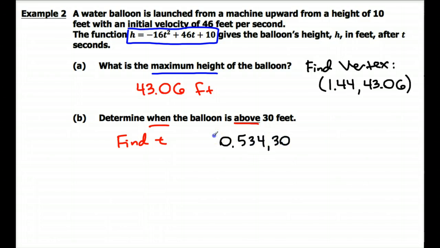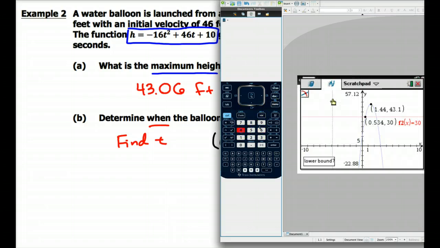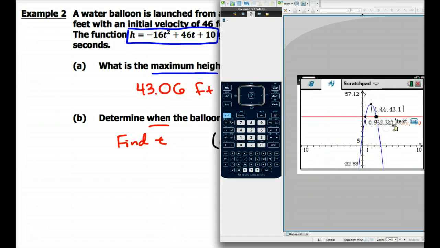So that's my first intersection point. And then for my second intersection point, go to menu 6, 4 again. You'll want to click again in between your left and your right intersection point, so about right here. And then this one, we get the point 2.34, 30.